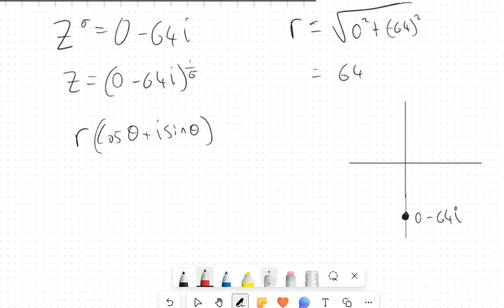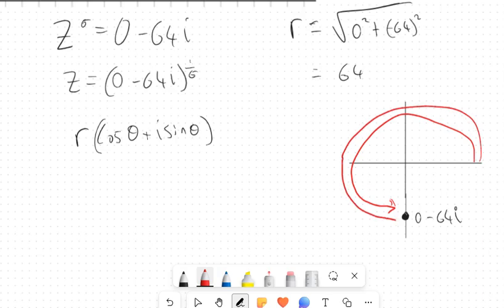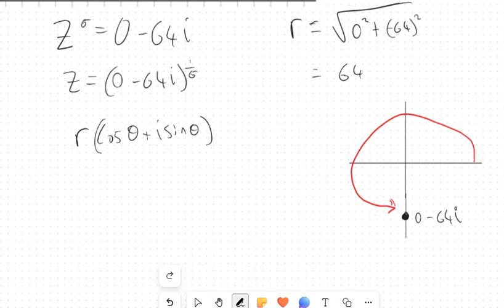Our angle is always measured from here. We start here, so if I was to go around to there, if it was in degrees, that would be 270 degrees. If it's in radians, well, just from there to there is pi, and then that's another half pi. So that's 3/4 pi, 3 pi over 4. That will be my angle, 3 pi over 4 to get to there.